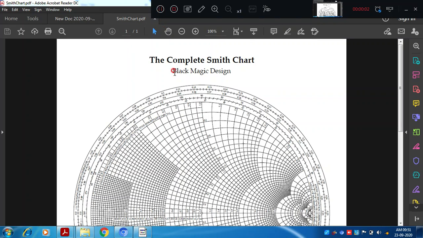Hello students. In the last class we discussed the introduction to the Smith chart and the construction of the Smith chart, the different aspects of the Smith chart, along with its applications as well. So today in this class we are going to start solving the numericals. Before going to solve the numericals, I will show how exactly the Smith chart looks.